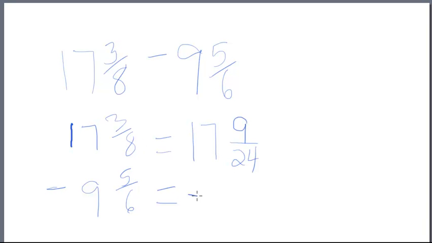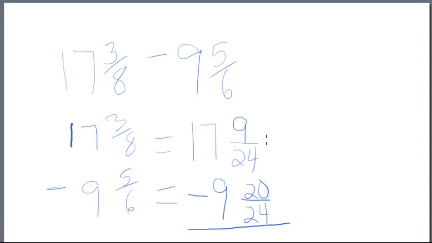I'm going to repeat that process with my bottom fraction, 9, and I'm going to convert 5/6 to 24ths. 6 times 4 is 24, 5 times 4 is 20. Alright, now I notice something. I have a larger numerator, 20, in my bottom mixed fraction. Now I can't take 20 from 9, that will give me a negative 11, and I can't get a negative answer because 17 and 3/8 is larger than 9 and 5/6.